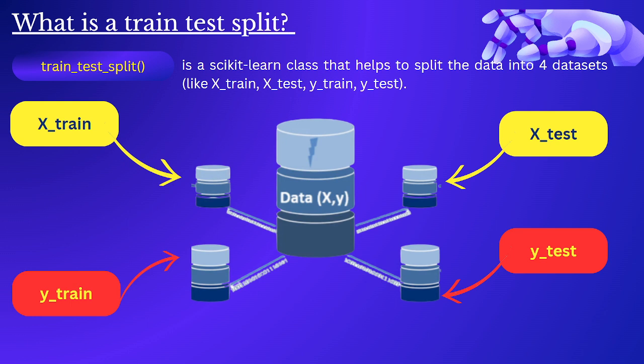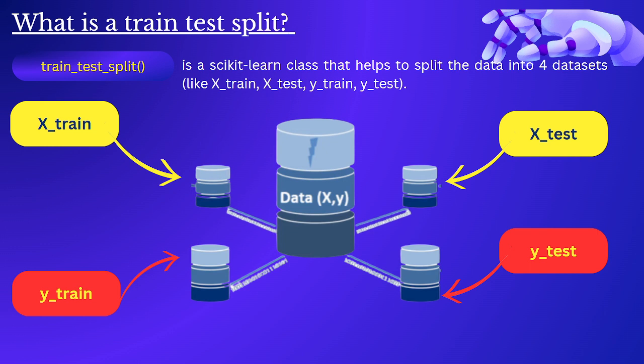This is the job of the train test split function, to divide the data into four data sets. One is x_train and x_test, and the second one is y_train and y_test. So x is the independent and y is the dependent variable. The entire data set is divided into four different sub data sets.